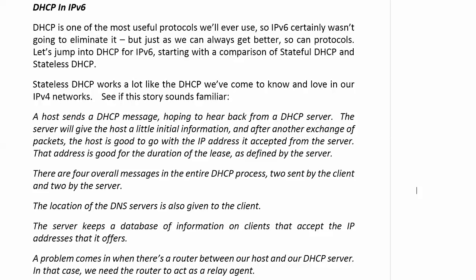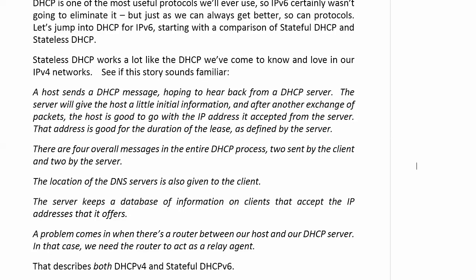and a little problem comes in when there's a router between our host and our DHCP server. In that case, we need the router to act as a relay agent. All that should sound really familiar. And not only does it describe DHCP version 4, it also describes stateful DHCP version 6. Okay, so there have to be some differences then, right?